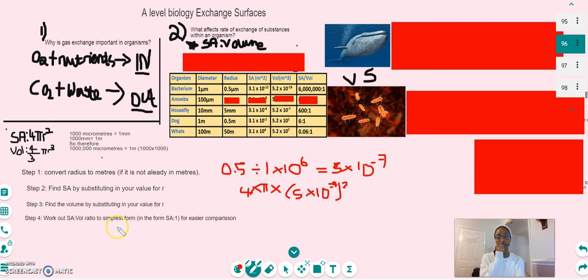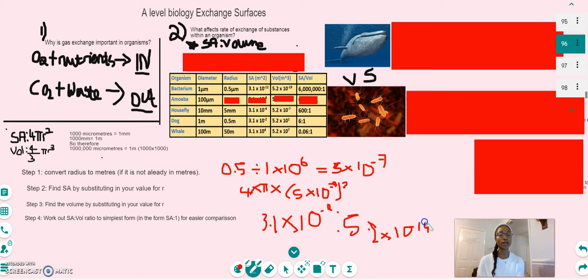And then when we're working out our surface area to volume ratio, we want to work it out in the simplest form. And the reason why we work it out in the simplest form is in order for us to be able to compare these surface areas. So what we'd have is 3.1 times 10 to the power of minus 12, and then we'll have the ratio symbol, and then we'll have 5.2 times 10 to the power of minus 19.